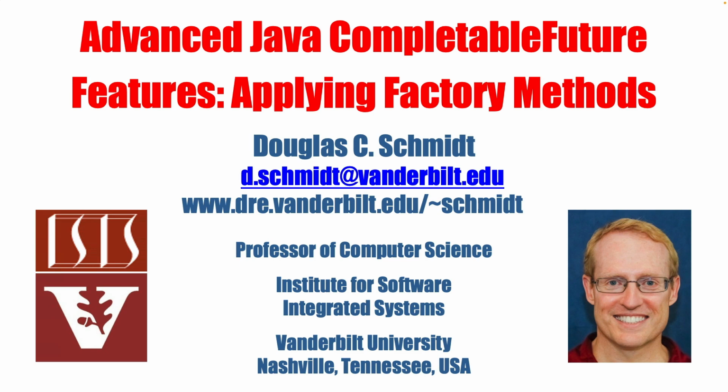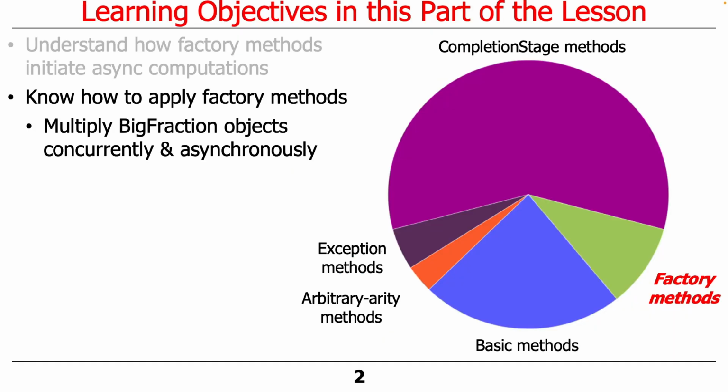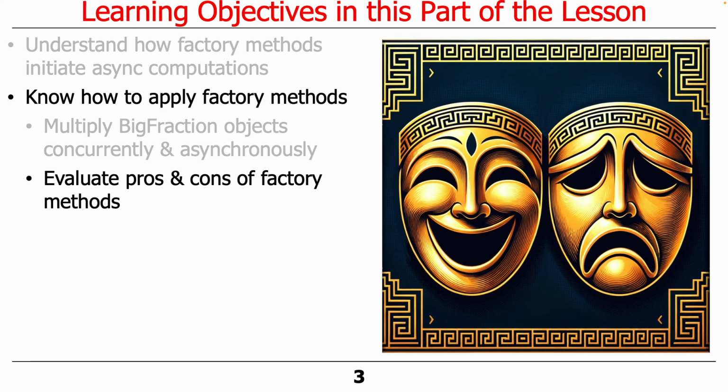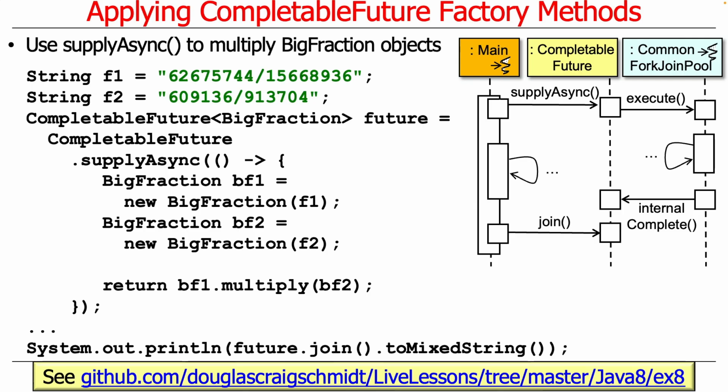Now that I've introduced the concept of what a factory method is to make completable futures, let's take a look at how they can be applied. Once again, we're going to multiply big fraction objects, and it's kind of fun to compare and contrast this example with the one we just looked at that only used the basic features. And we'll talk about the pros and cons of using factory methods.